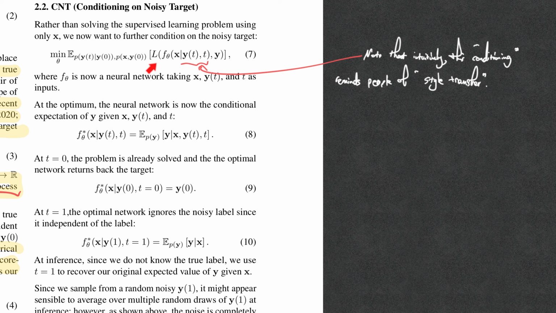In other words, the loss that you're trying to minimize: you take the model, let's say your neural network, the X, which is passed to it, conditioned on yt and t, the noise level and the noisified target, it would result in an inference that is going to be checked against y. Note that at the optimum point, the neural network is expected to know the conditional expectation of y given x. So if t is 0, you know that the returning value should be y0, and if t is 1, yt should be completely ignored.